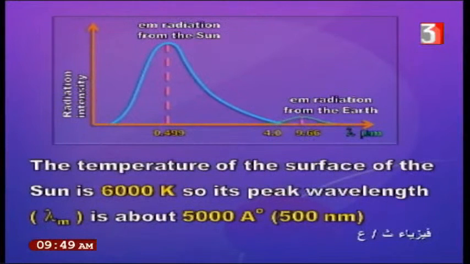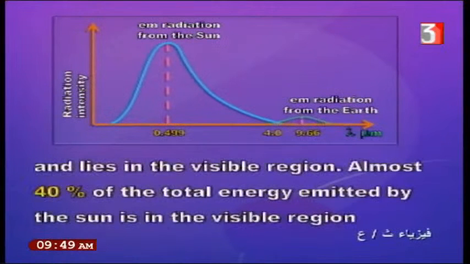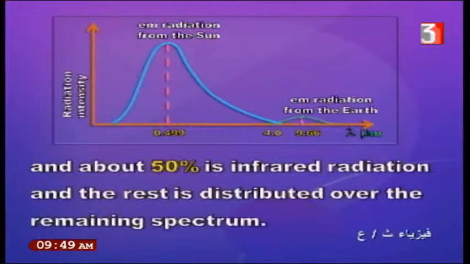Temperature of the Sun is equal to 6,000 Kelvin. And most of the radiation of the Sun lies in the visible region. Almost 40% of the total energy emitted by the Sun is in the visible region. And about 50% of it is in infrared radiation, and the rest is distributed over the remaining spectrum.